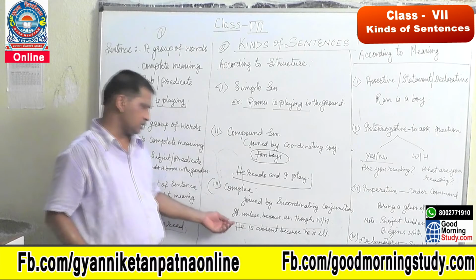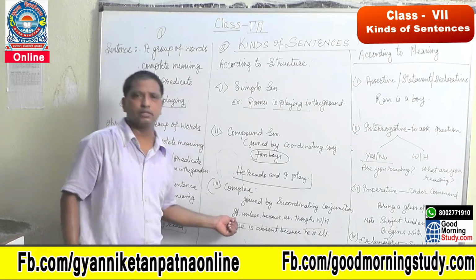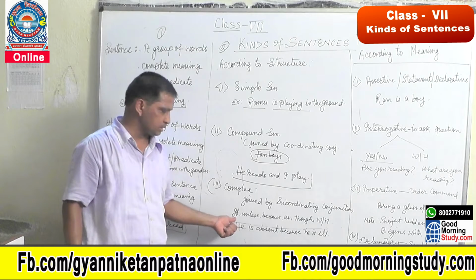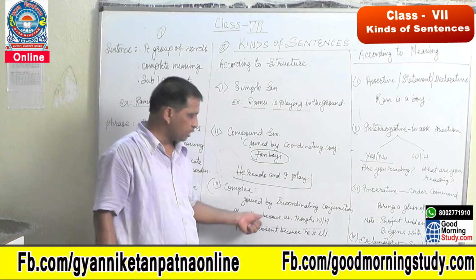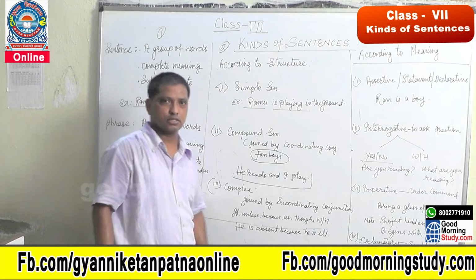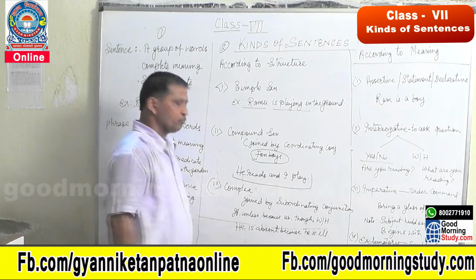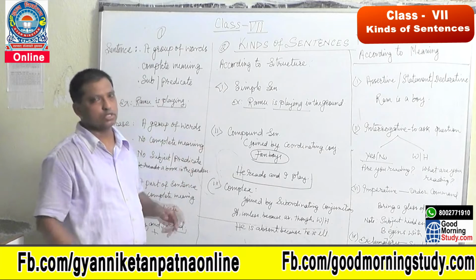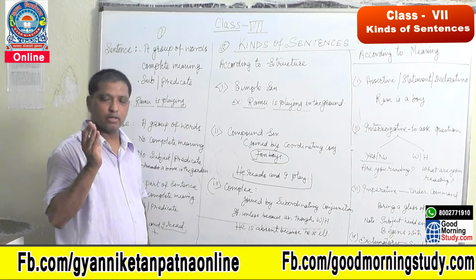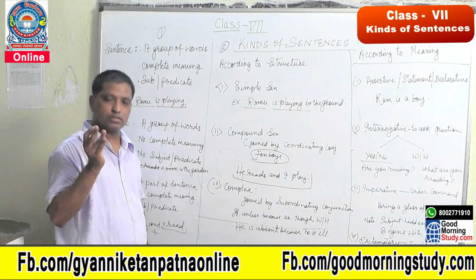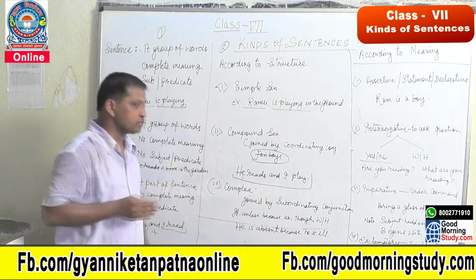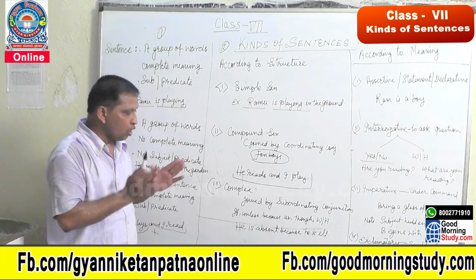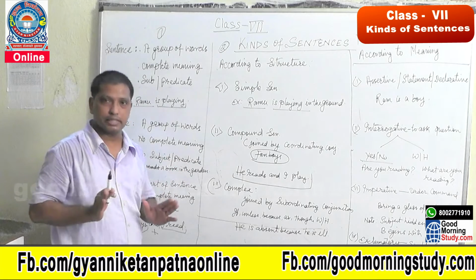There are some important subordinating conjunctions like if, unless, until, because, as, since, though, although, and all the WH words. All the WH words means what, where, when, why, which, whose, whom, and H for how. These all make complex sentences.